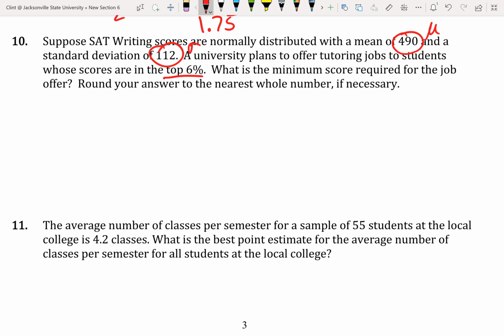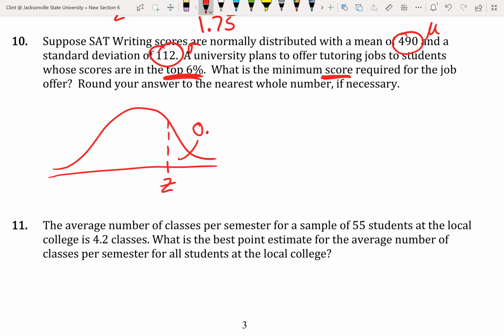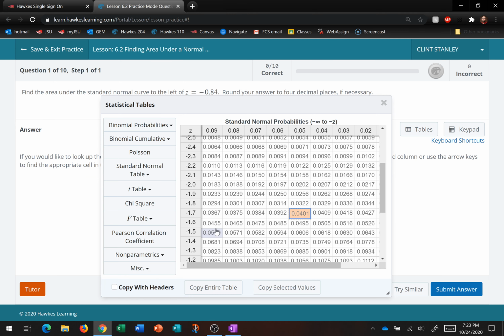So we need to figure out the z value that is in the top 6%, and then we'll change it back to an SAT score. Okay? So here's our picture of what's going on. We want to figure out what z value is in the top 6%. So that means we have an area of 6% or 0.06 to its right. Okay? So again, since we want the area to the right, I'm going to use the opposite trick. I'm going to look for 0.06 in the table.